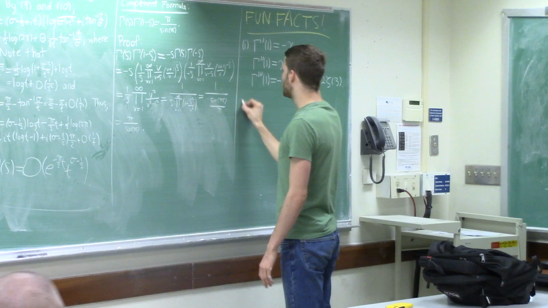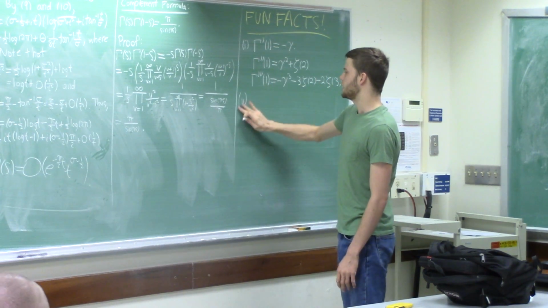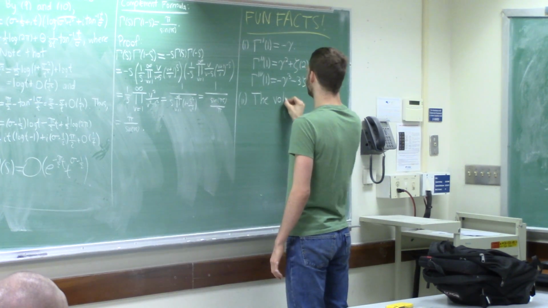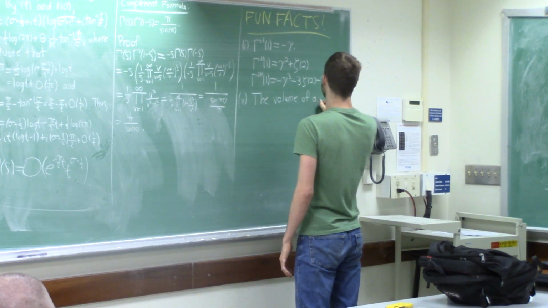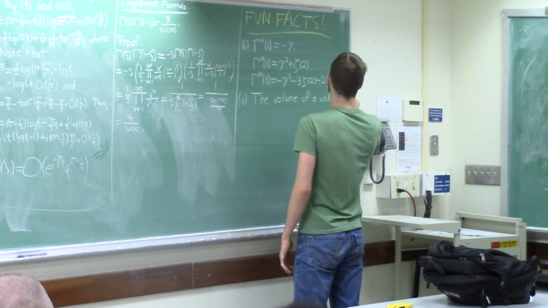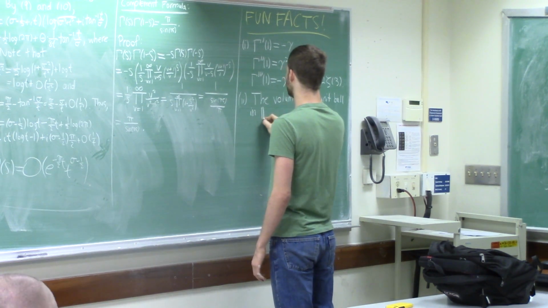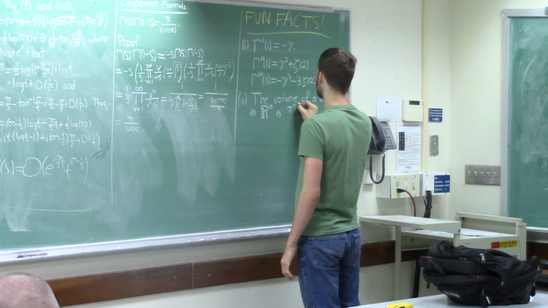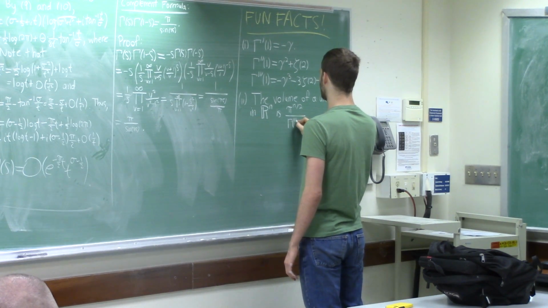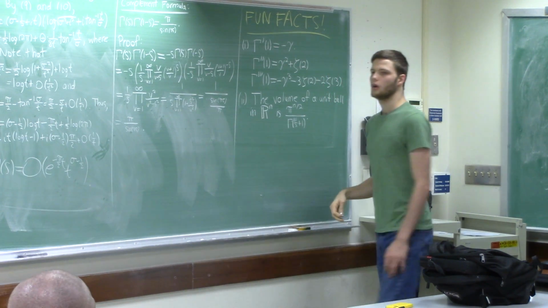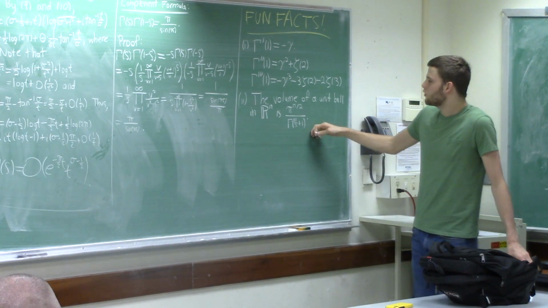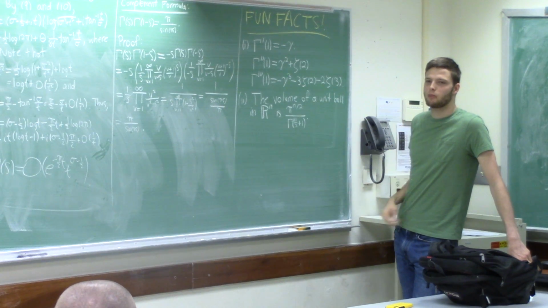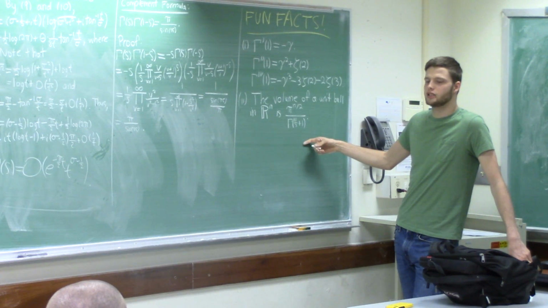Okay, so the second fun fact that I have is really just a fun fact. I don't think it's serious or anything. But the volume of a unit ball in Euclidean n-space, so in R^n, is pi to the n over 2 divided by gamma of n over 2 plus 1. So one reason this is interesting is because the denominator here grows like a factorial and the numerator grows like an exponential. So this actually goes to 0 as n goes to infinity.